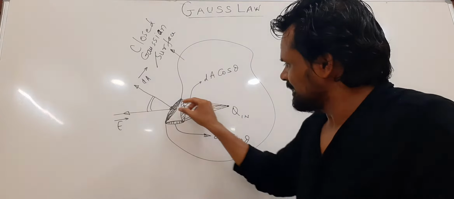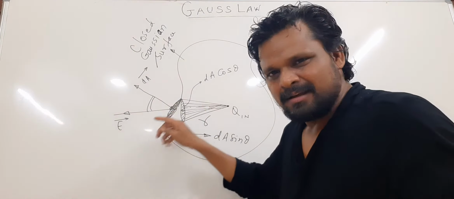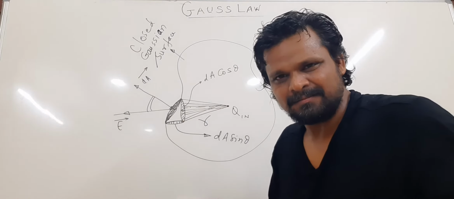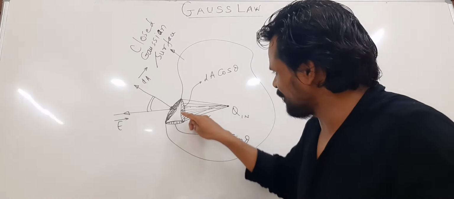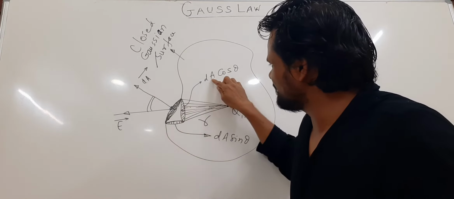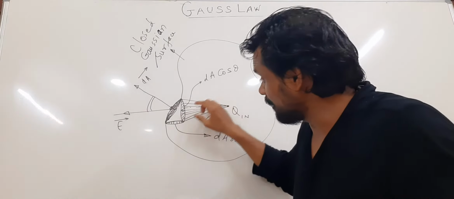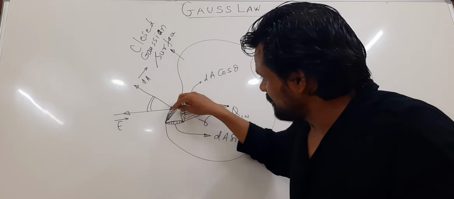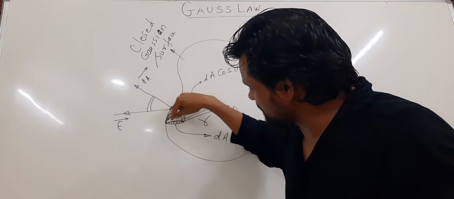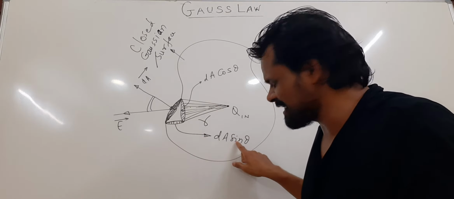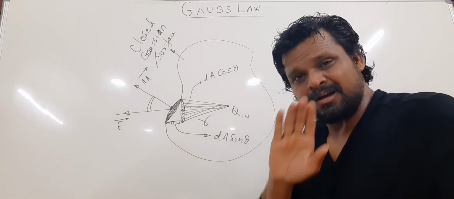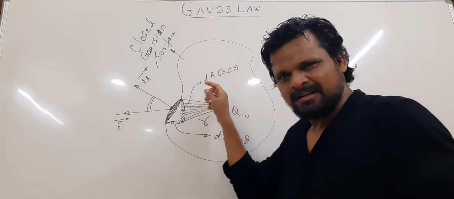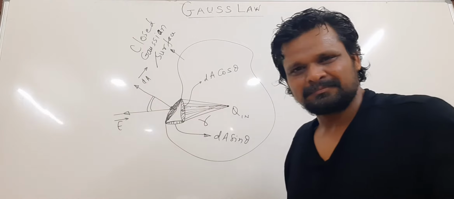Now please see, this area has two components. Along the electric field intensity or along the force, the component is dA cos theta, or perpendicular to the force, dA sin theta. Now please see, with respect to dA cos theta, lines penetrate.